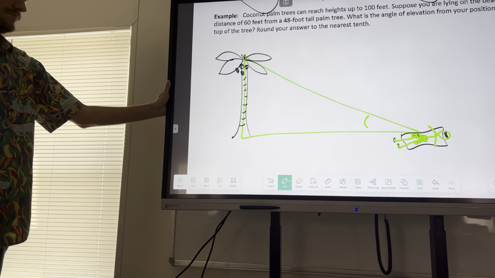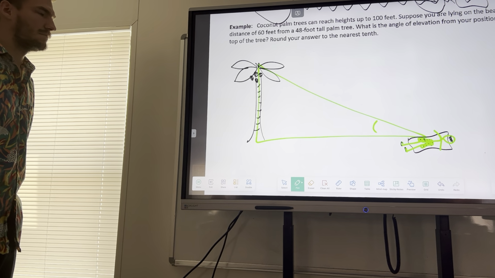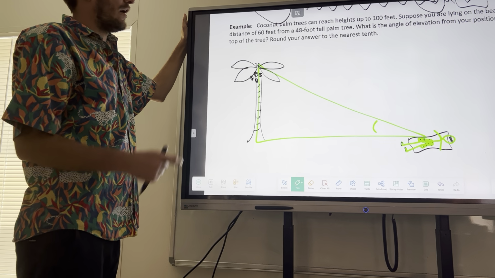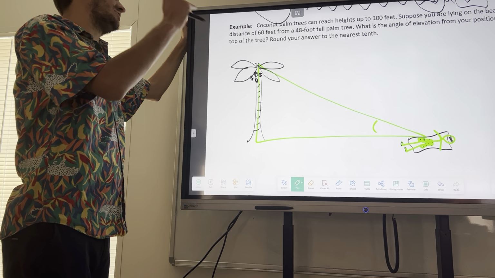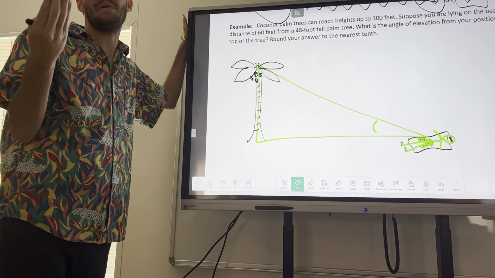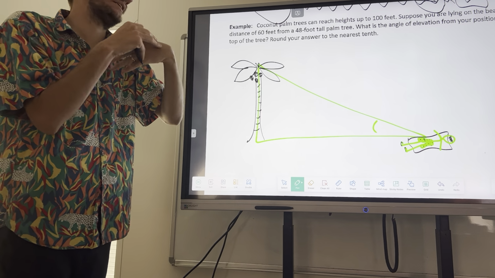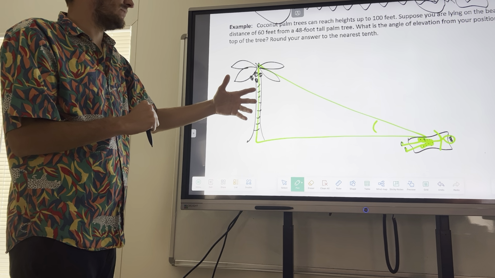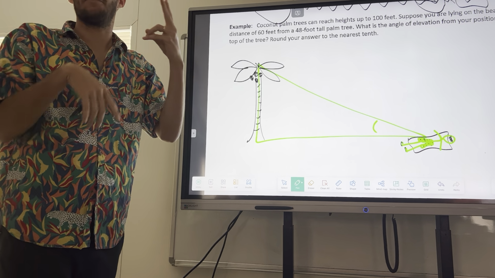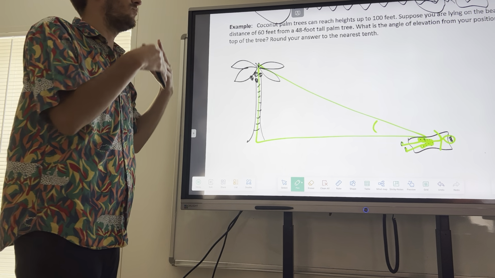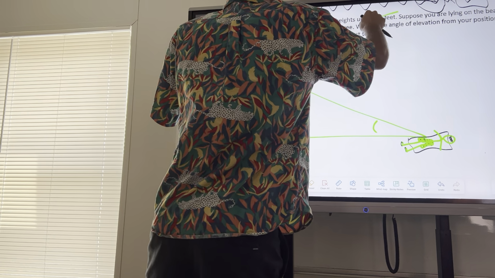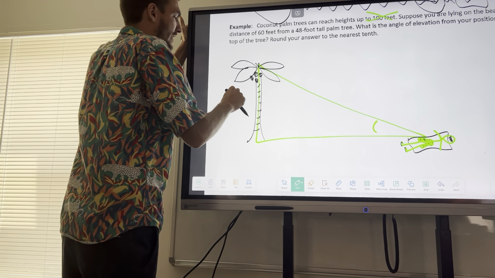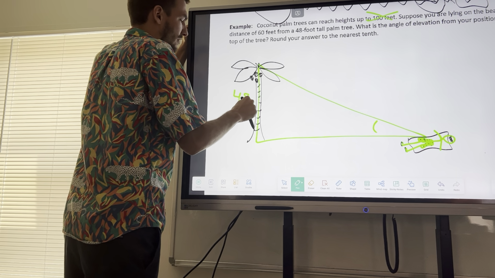Did you get 4.4? No, it's got 48. 48 over 60 because it's about two. Alright, I'm seeing three numbers, 100, 60, 48. That's too many. We gotta either combine some or get rid of some. We need two numbers that matter. We're getting rid of one of these, what are we doing? 100 is irrelevant. Yeah, 100 is irrelevant. I agree with you. Who cares how tall they can be? What really matters is this palm tree is 48 feet tall.